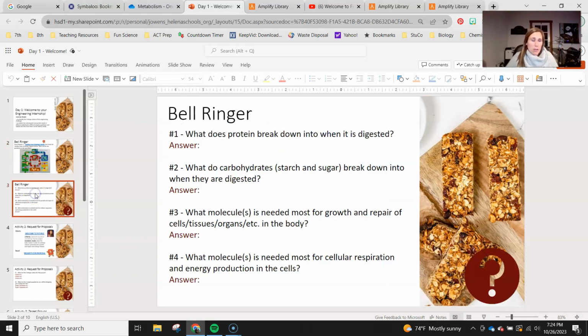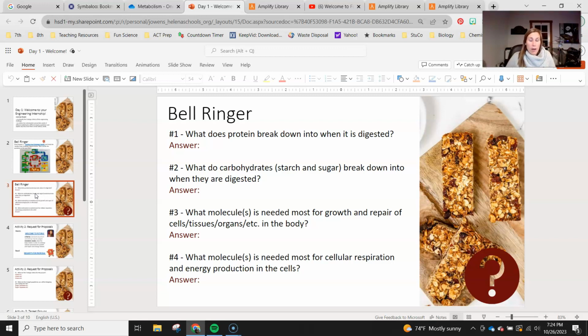Okay. So answer these questions after you've read that article and have reviewed your modeling tool. What does protein break down to when it's digested? What do carbohydrates like starch and sugar break down into when they are digested? What molecule or molecules are needed for growth and repair of cells, tissues, organs, etc. in the body?